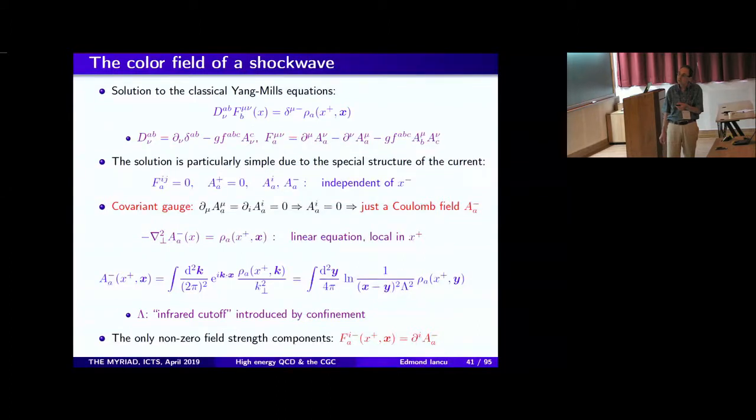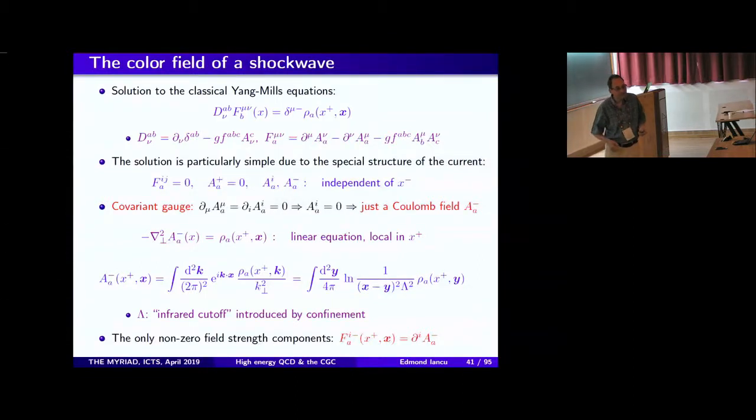Because the color charge of the target has no A minus. I forgot to emphasize that, no, X minus, but it should be clear why. It's a left mover. X minus is the time for the left mover. But it is ultra-relativistic, so it's fully Lorentz dilated, so it is totally frozen. But the distribution of charges is independent of X minus.